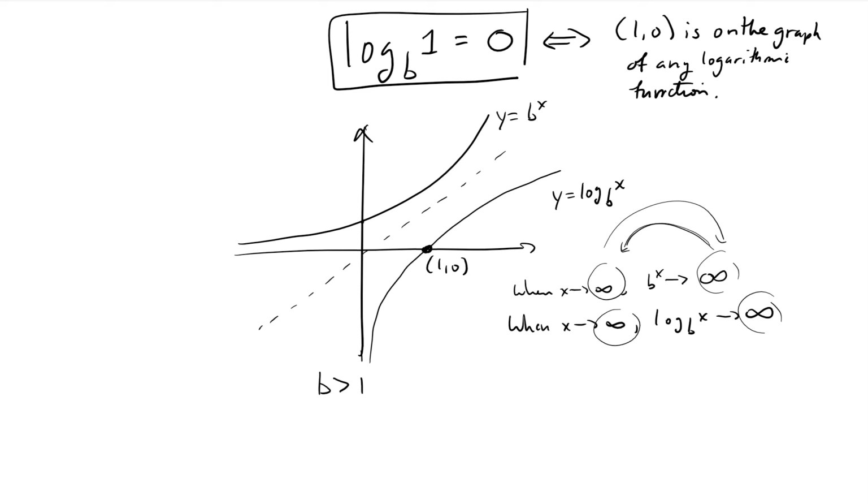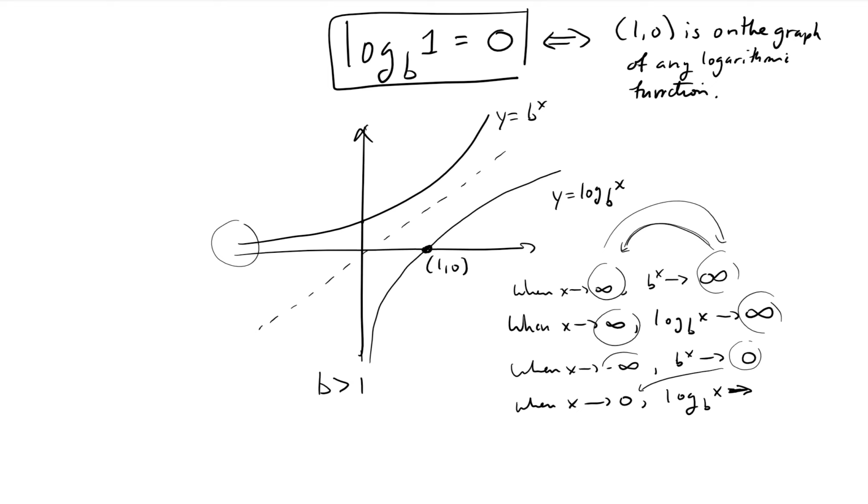So maybe here it's less obvious, but let's look at what happens for our exponential function. When you go to minus infinity, the exponential function goes towards 0. So now we're going to flip this around. So when x goes towards 0, see how this goes here now? Then that means our logarithm is going to go towards minus infinity.